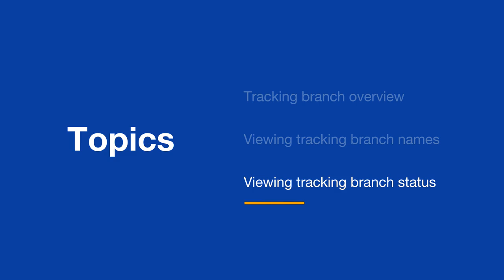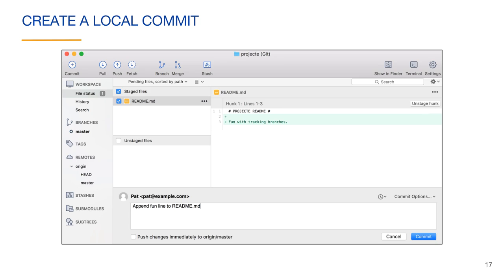Finally, we will discuss viewing tracking branch status. Let's create a commit in the local repository and see what happens to our tracking branch. Here we have modified the readme.md file, appending a line of text to the file. We have then added the file to the staging area and clicked Commit. We specified a commit message and then clicked Commit to create the second commit in the local repository. Notice that we did not check the Push Changes Immediately to Origin/Master checkbox. We will push the changes to the remote repository later.